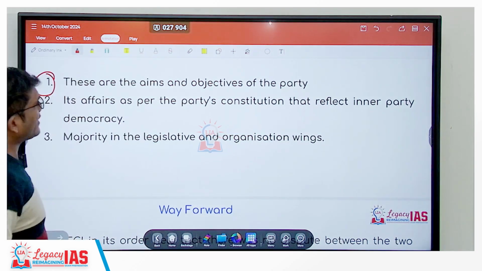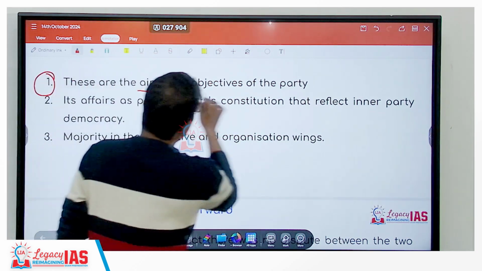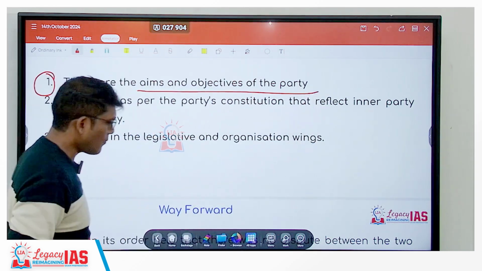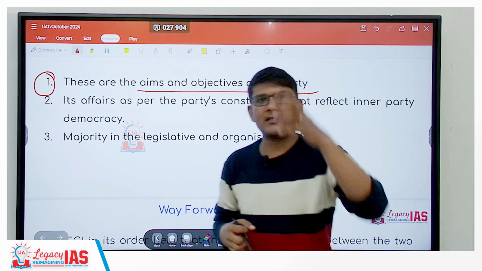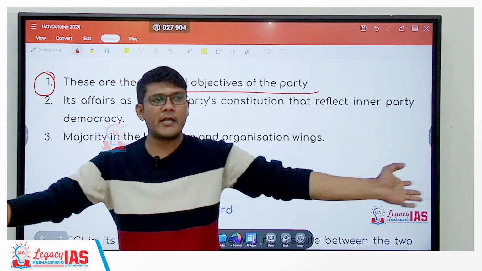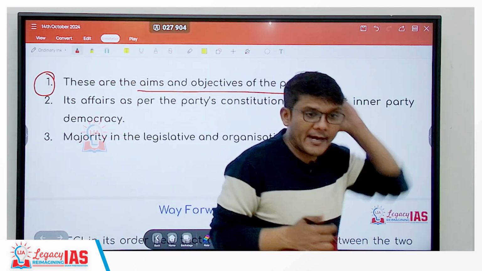The number 1 criterion is the aims and objectives of the party. Meaning, whenever a party splits, before splitting there is a single party which has a particular aim and objective. They may have a particular ideology as well.